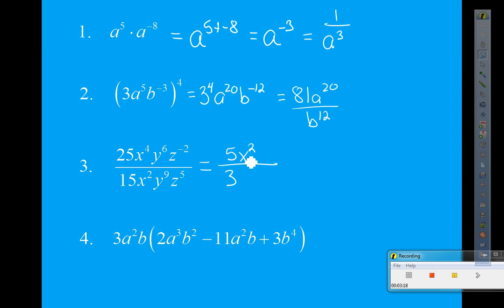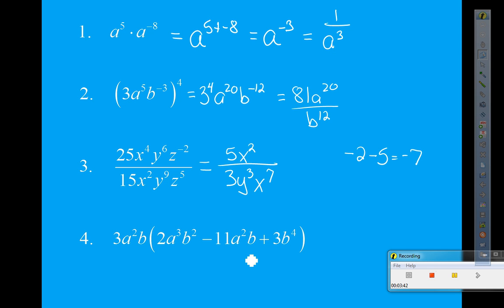6 minus 9 for the base of y gives me negative 3. So I've got y to the negative 3 on bottom, but I need to make that positive. So get rid of that negative sign. And then be careful here. I've got z to the negative 2nd over z to the 5th, so negative 2 minus 5 is negative 7. So I'm going to place that on the bottom.